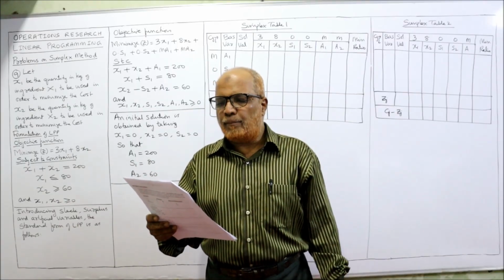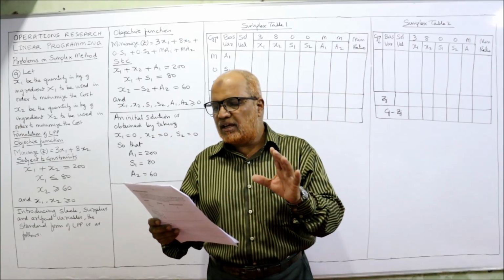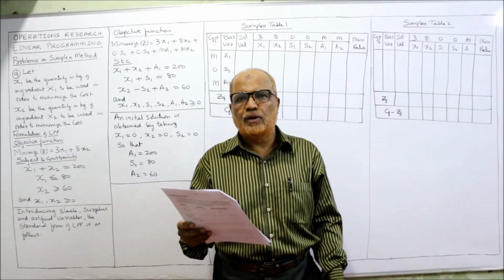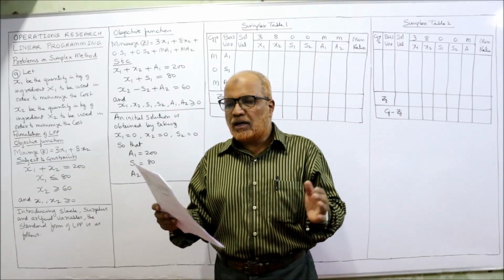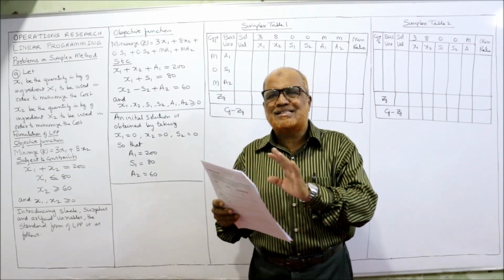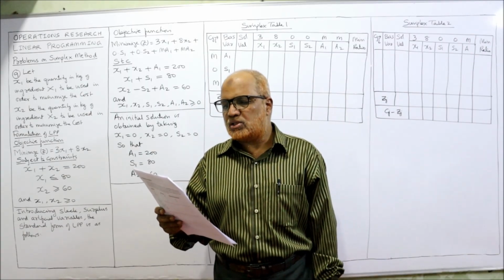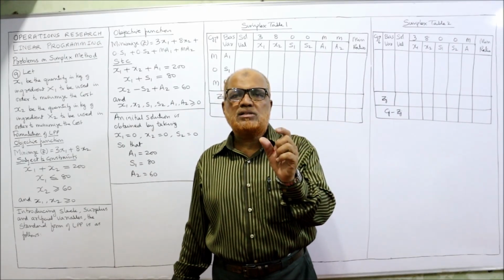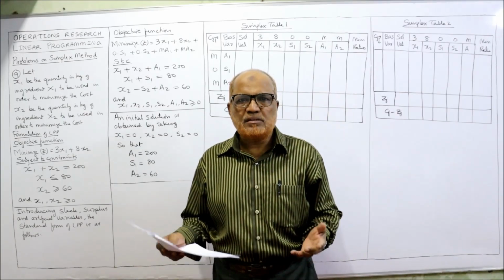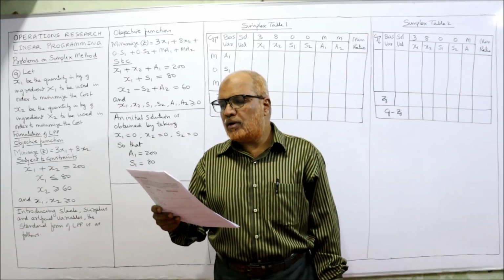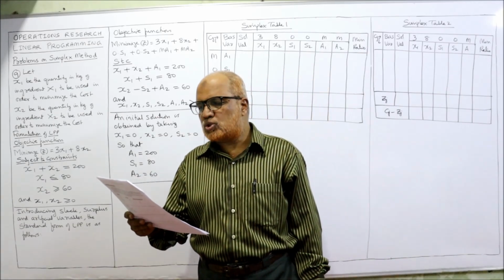An animal feed company must produce 200 kg of a mixture consisting of ingredients X1 and X2. So 2 ingredients are being mixed to produce animal feed. The combined mixture of X1 and X2 should be exactly 200. Then X1 costs 3 rupees per kilogram and X2 costs 8 rupees per kilogram. When cost is given, it means the problem is a minimization problem. And no more than 80 kg of X1 can be used, and at least 60 kg of X2 must be used.